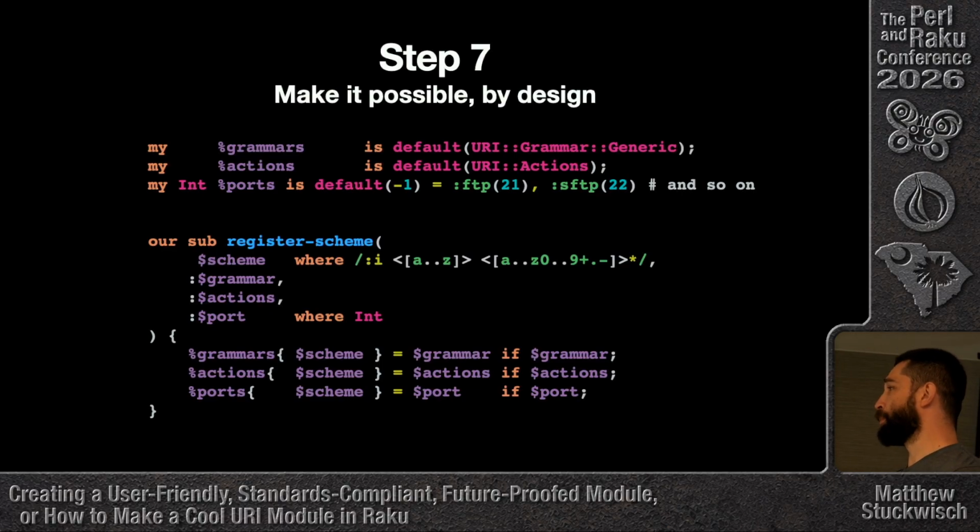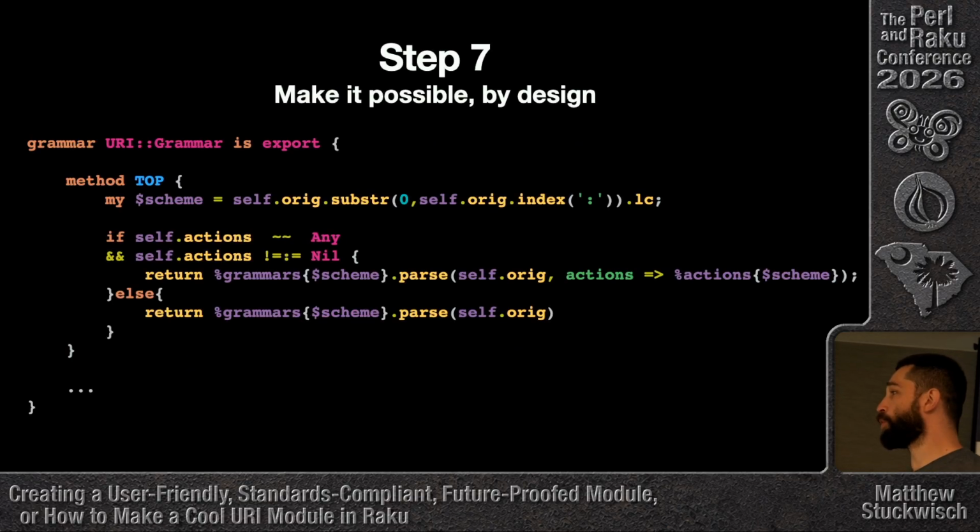So, a quick example of how I do this one. Since I've got just a couple more minutes, what you see here is that in the main module, I keep track of different grammars, actions, and ports, because these are the three main things that are going to adjust. And it's very easy: there's a single sub, register a new scheme. Anybody creating a new module, say for parsing the data URIs, just runs that sub, passes in a new grammar, an action, and a port. And then it takes care of everything.